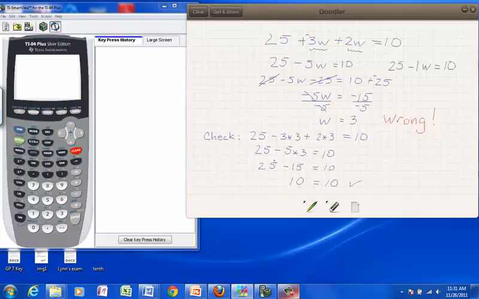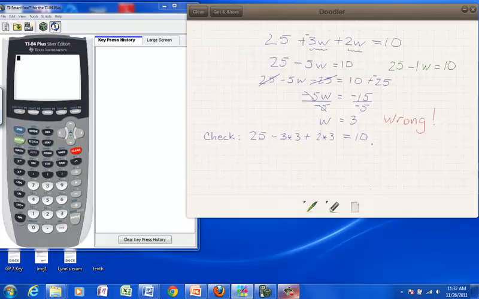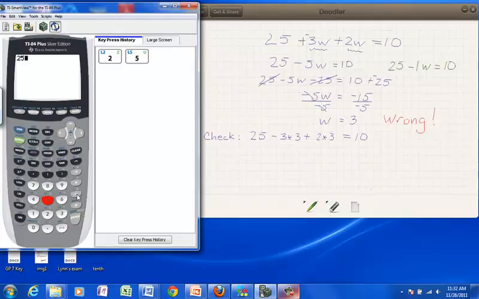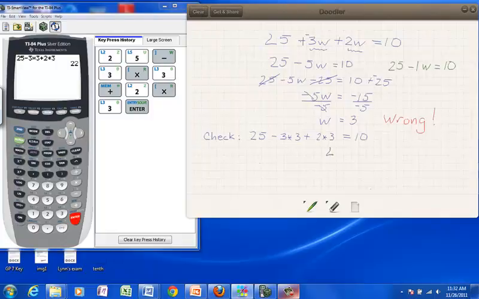Well, the way I would suggest is not to show these steps at all. So we'll take out the eraser and we'll get rid of all of these steps. And do your substitution on paper like this, and then go directly to the calculator. So if I put the expression in the calculator, I can see that 22 is not the same as 10. So 22 doesn't equal 10.